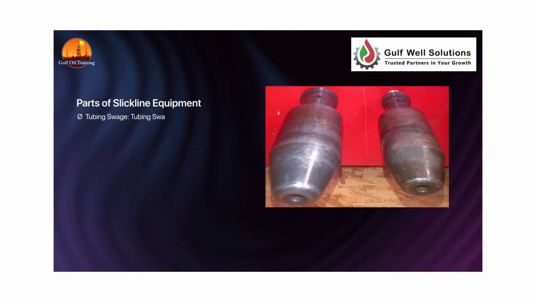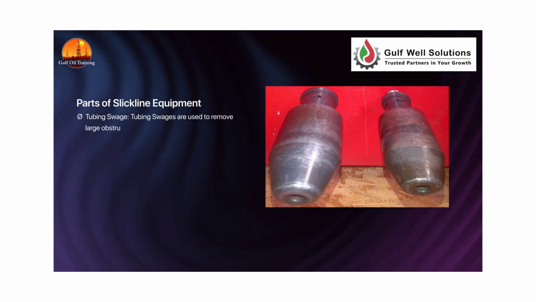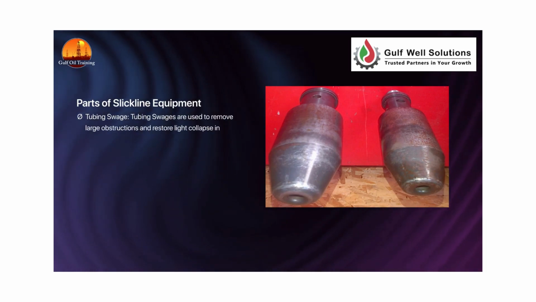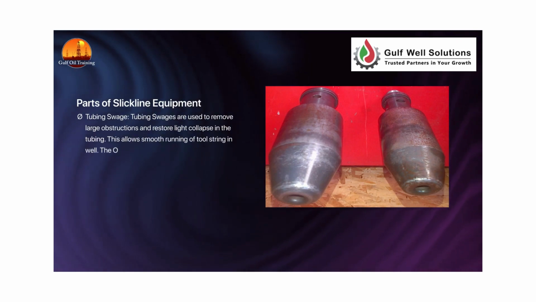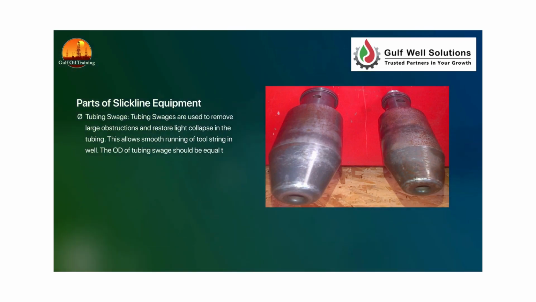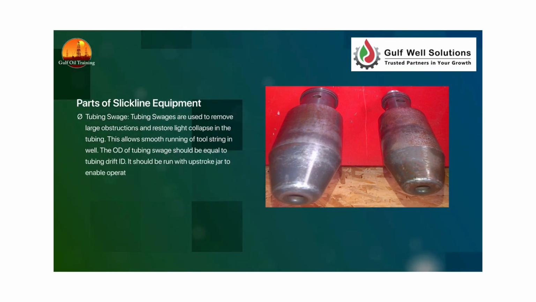Tubing swage. Tubing swages are used to remove large obstructions and restore light collapse in the tubing. This allows smooth running of tool string and well. The OD of the tubing swage should be equal to the tubing drift ID. It should be run with an upstroke jar to enable the operator to take it out of tubing if the swage is jammed.